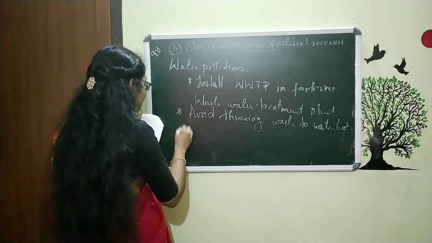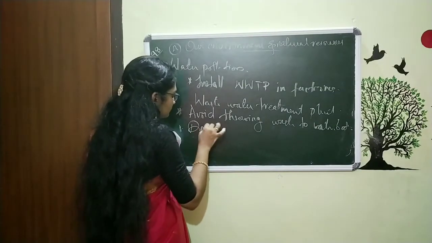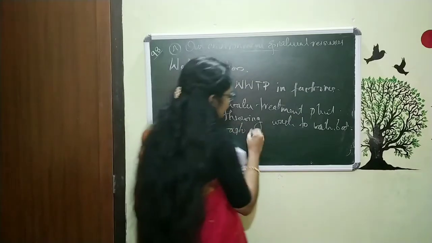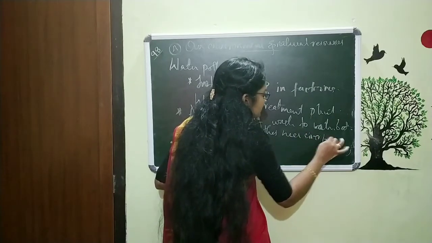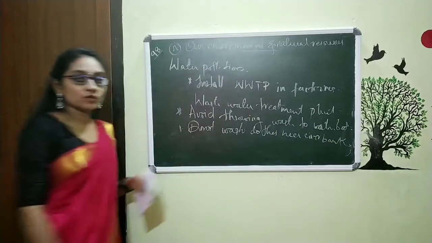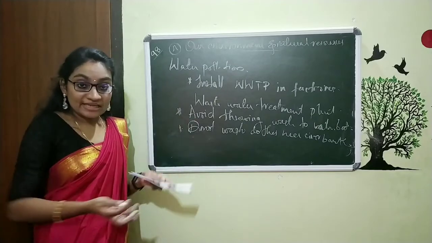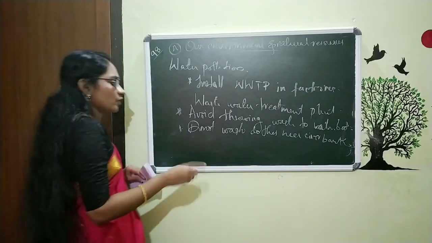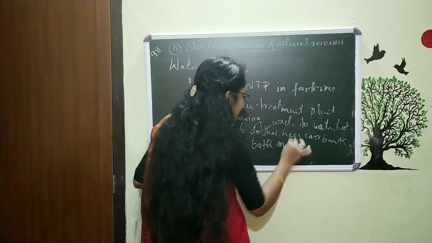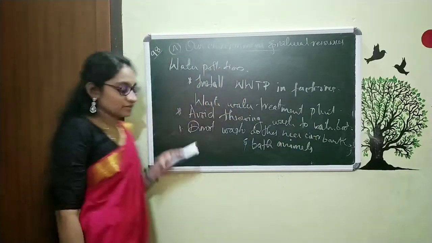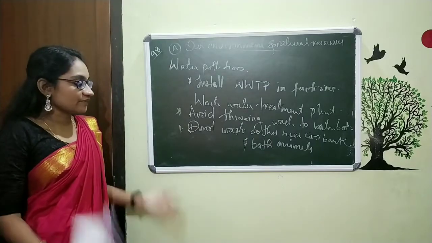And the next point is this. Do not wash clothes near river banks. And the next point is this. Do not bathe the animals near river banks. So, do not wash clothes and bathe animals near river banks. So, these are the points about how we can control water pollution. Some of the points, you can also add more points.